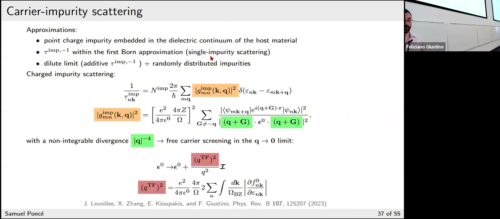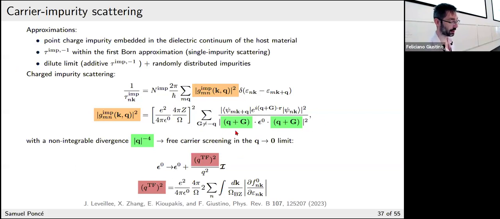So now what happens in the case in which you dope the sample a lot? If you continue doping, you have an additional scattering mechanism that will occur, and this is called carrier impurity scattering. This is work of Josh and Feliciano, in which they implemented an ab initio way, under certain approximations, to compute this scattering rate, and this is implemented in EPW and will be done this afternoon. The approximation is that you assume that your point charge is embedded in a dielectric continuum. You use the first Born approximation. You consider that you are in the dilute limit, so you have randomly distributed impurities, and then you can write that your scattering rate is equal to this object.